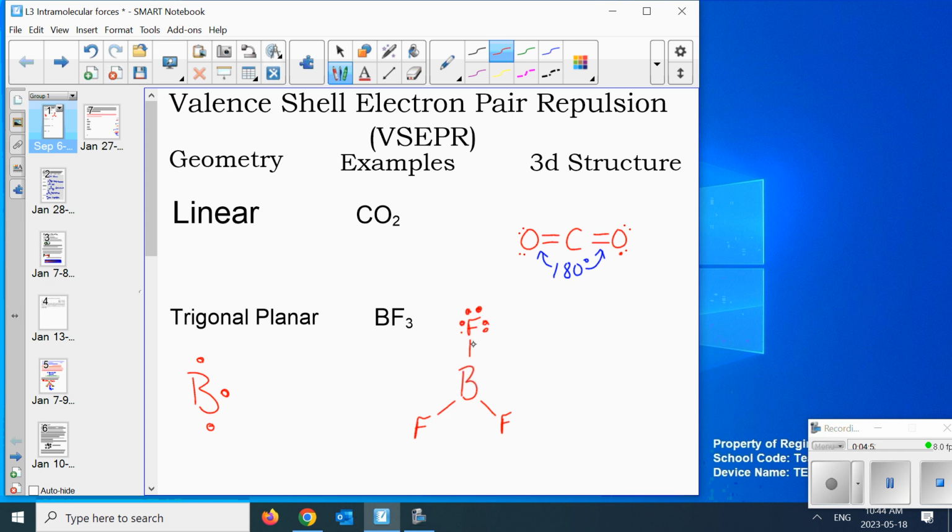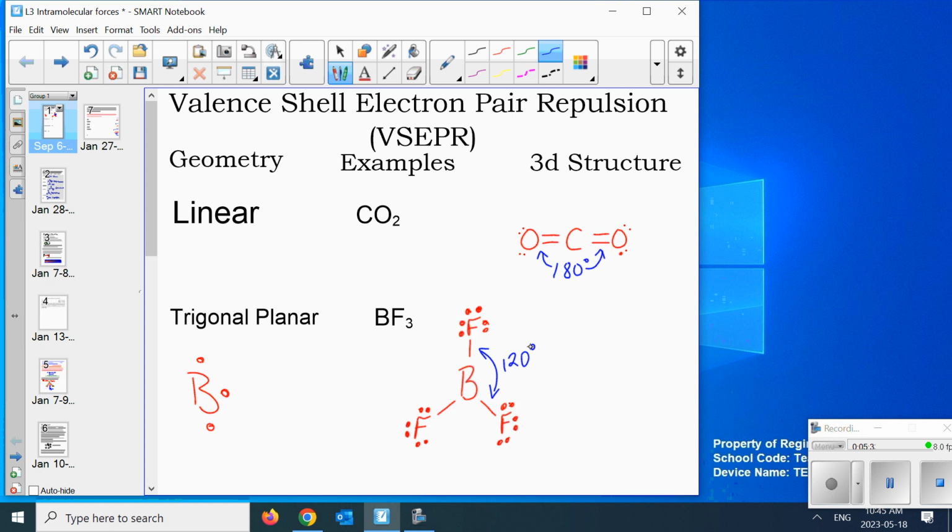The dots represent the unpaired electron pairs. Unpaired, I said that's wrong. Non-bonding electron pairs. Now, with that, it's 120 degrees. And I'm going to just do something that won't show up on video. But these angles are 120. And it's because of the repulsion.